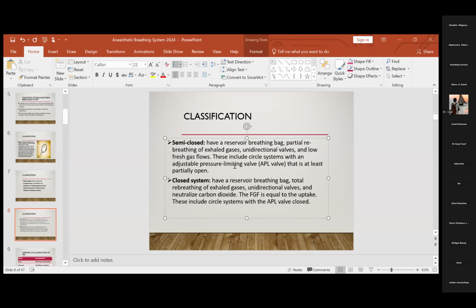The closed system has a reservoir bag. There's total rebreathing of expired gases. The beauty here is that there's conservation of fresh gas flow, because the fresh gas flow is equal to the uptake. This system includes the circle systems when your adjustable pressure relieving valve is closed.